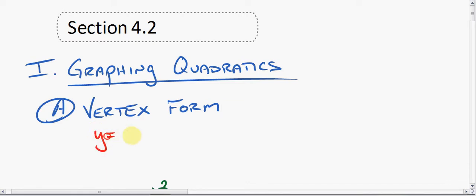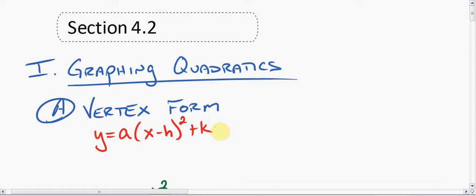Well, the formula that we should know is y equals a times the quantity x minus h squared plus k. We want to know that form. In standard form, sometimes we had to find the vertex. It wasn't easily identifiable. So we first had to find our axis of symmetry, which was x equals the opposite of b over 2a. We found the x value, plugged it into the equation, then we found our y. So there's a little bit of work.